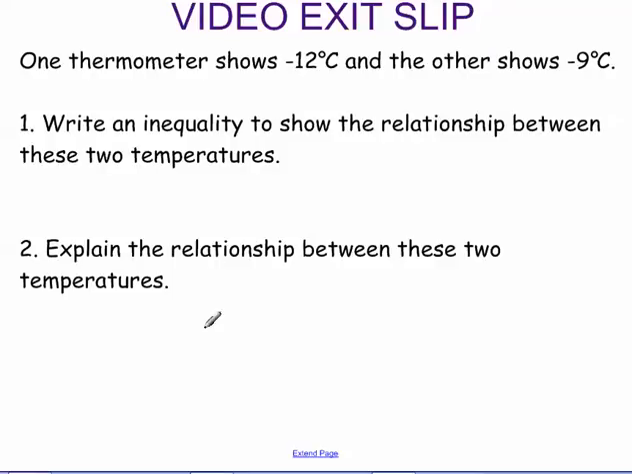All right, here's your exit slip. You have room at the bottom of your notes page to do these 2 problems, and I'll check it tomorrow.